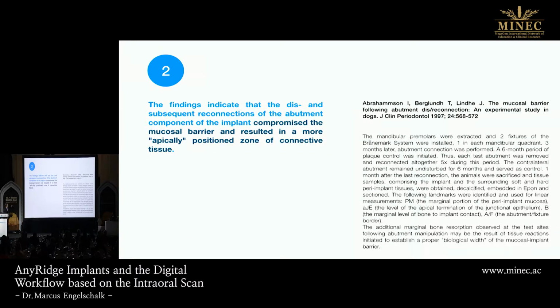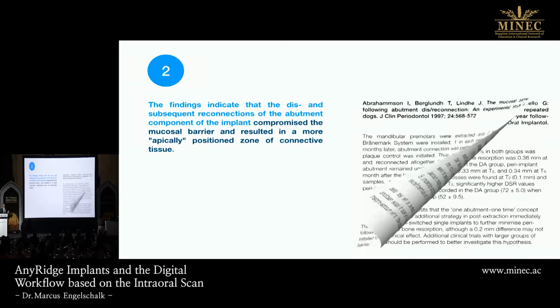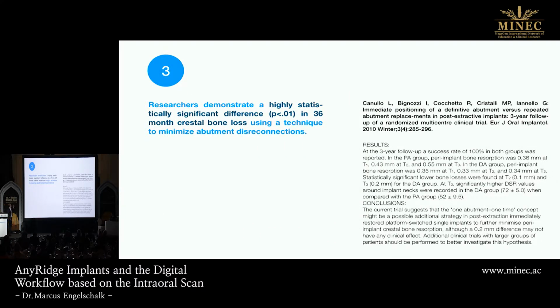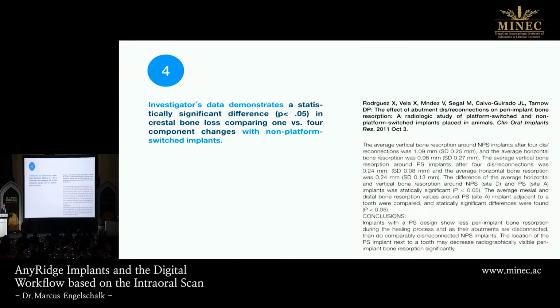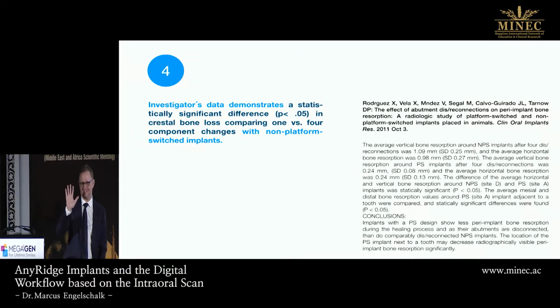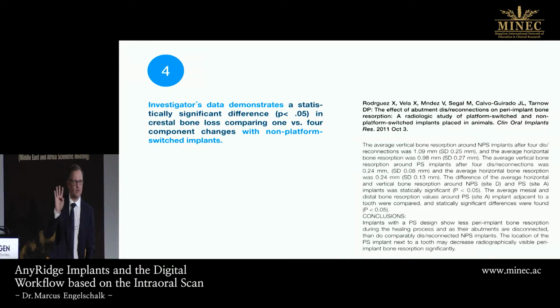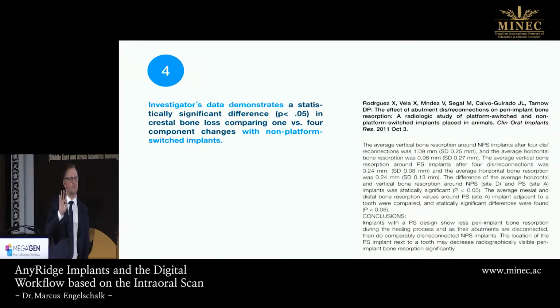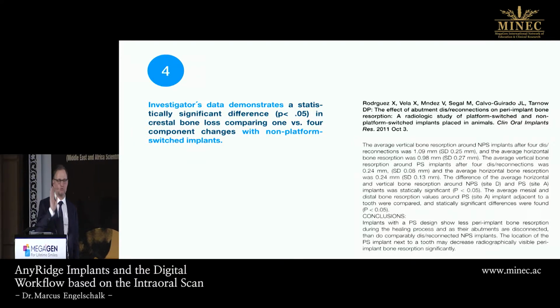We see there are some more problems that compromise the mucosal barrier and the bone. You drive them down, even if it's just 1 millimeter, and we have a lot of bone loss. So this is very important for you to know. And then if you compare 1 versus 4 component changes. 4 component changes. I told you 6. You're doing 6. So how can you manage 4? This is very important for you to know. Not to screw too often.